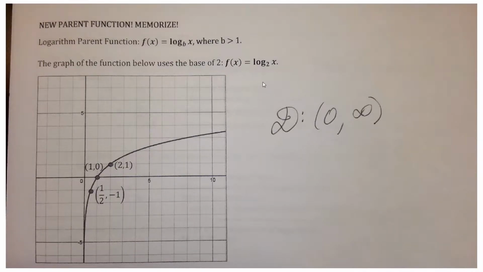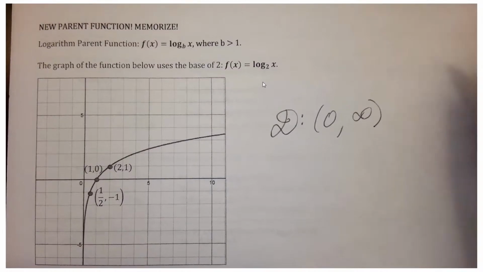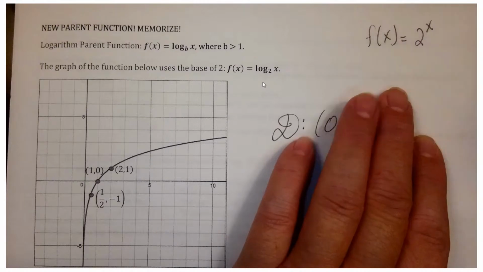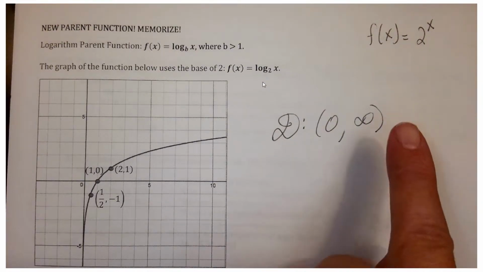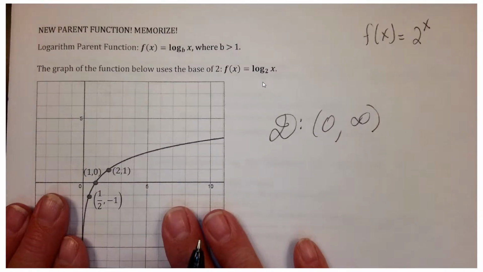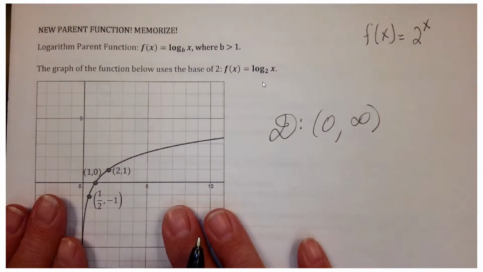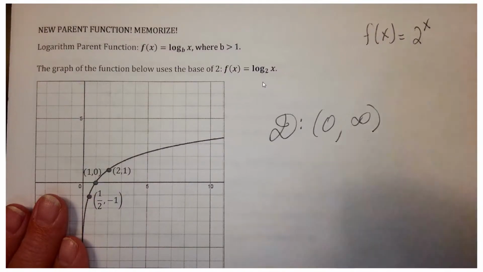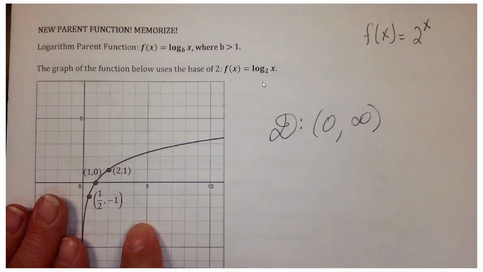This new parent function is actually the inverse of a previously learned exponential function. For example, if we had a function f of x equals 2 to the x, our inverse of that particular graph would be this graph that we have here. That can be really useful, especially if you know how to graph this function. You could pick points on it, reverse the x and y values, and come up with the points on this inverse logarithmic function.